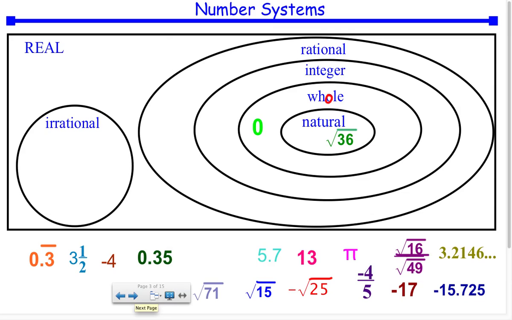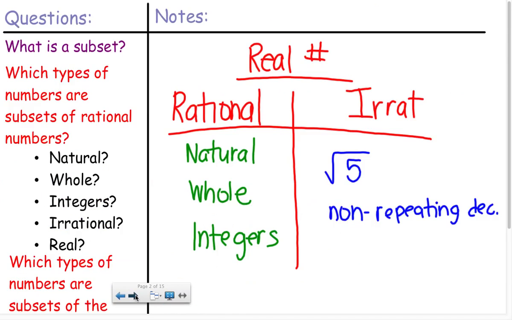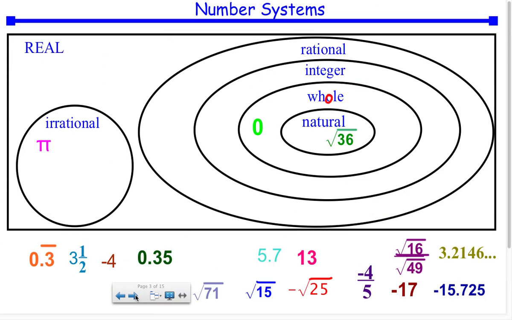Pi. That is a very common irrational number, and actually one I forgot on the slide earlier, so I should add that right now. A very common irrational is pi. All right, if I have 0.35, that's a terminating decimal. It means it's a decimal that stops. Decimals that stop are rational. So if that is true for 0.35, that's also true for 5.7.